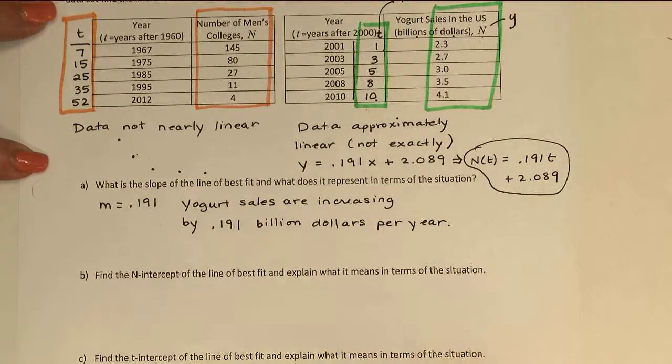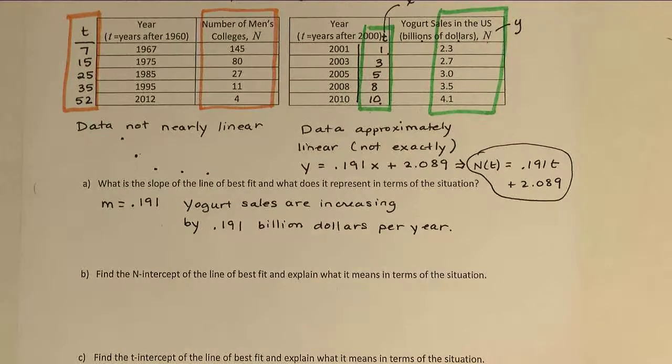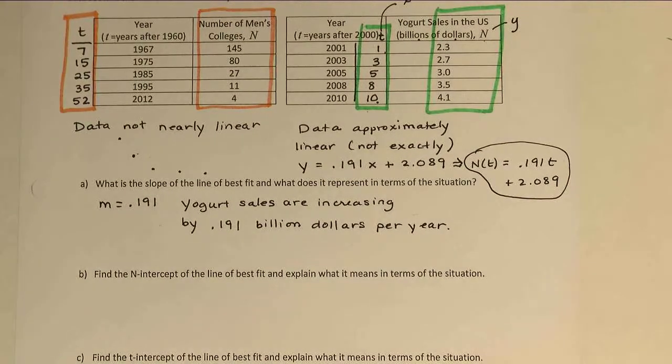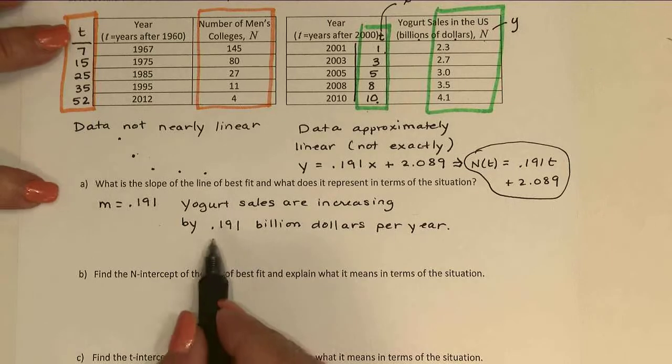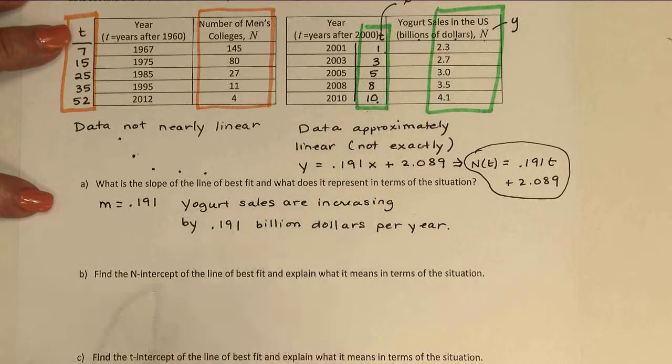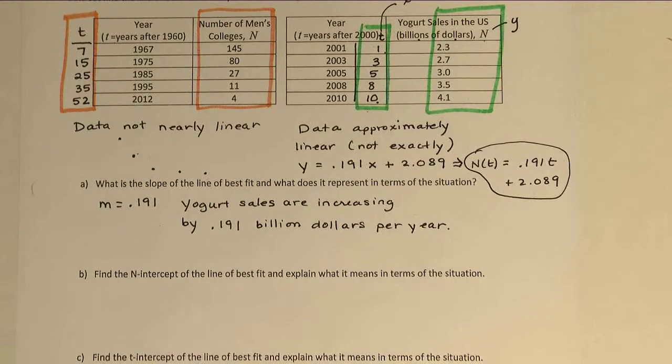Now again, this is a linear regression. It's an approximately exact line, not exact, so it won't be that sales go up by this exact amount every year, but that's about how much they're going to go up every year.